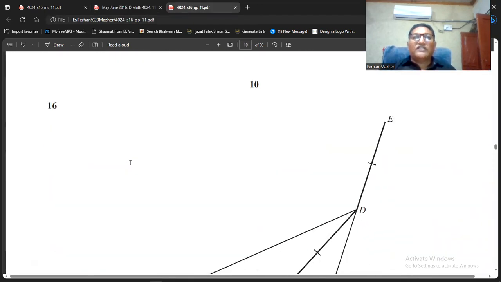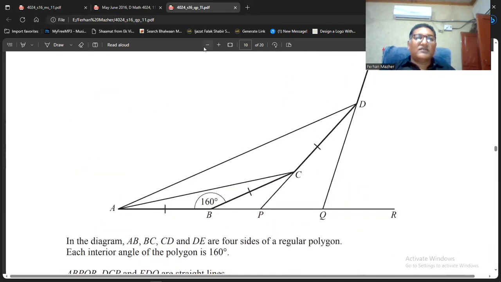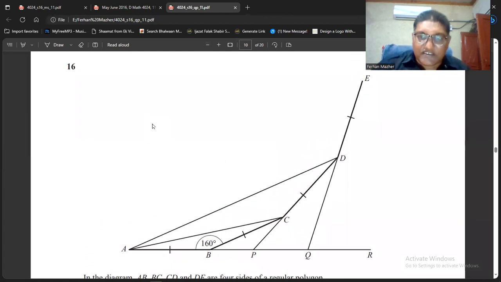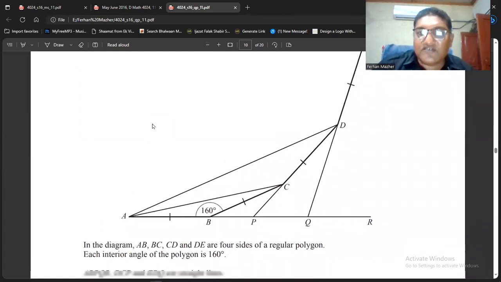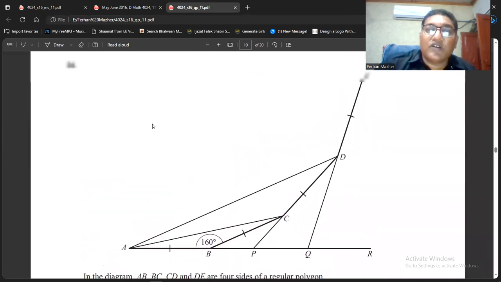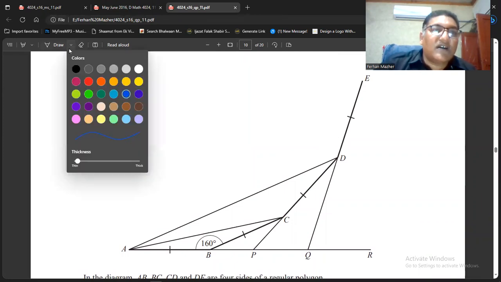Okay, so we are going to the next question, a very tricky question. Let me reduce the size a little bit. Try to understand this. This question is interesting, it's a little bit tricky. It says, in the diagram, AB, BC, CD, and DE are four sides of a regular polygon. So they are the sides of a regular polygon.